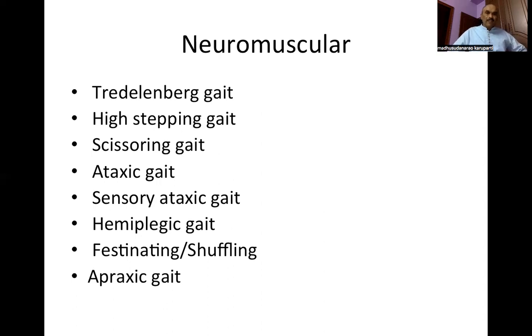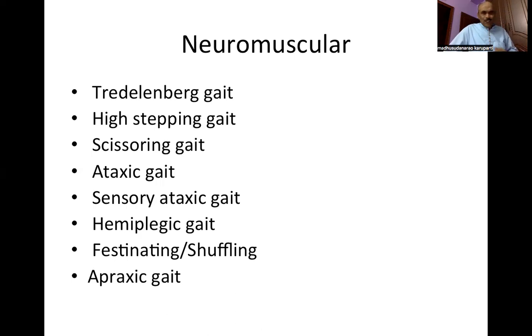High stepping gait is seen in sensory neuropathies or foot drop. The patient tries to clear the foot off the ground, keeping the step high from the ground. Scissoring gait is usually seen with hypertonicity, the spasticity of the lower limbs.